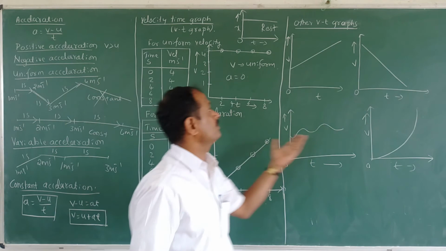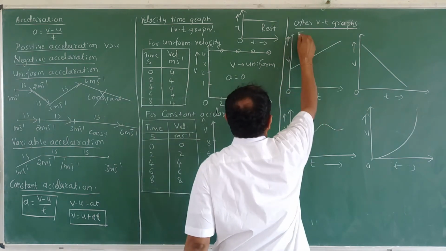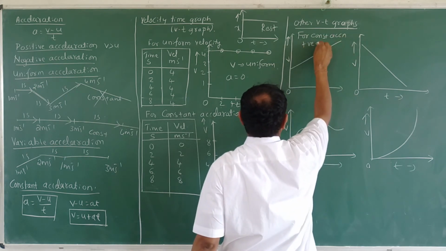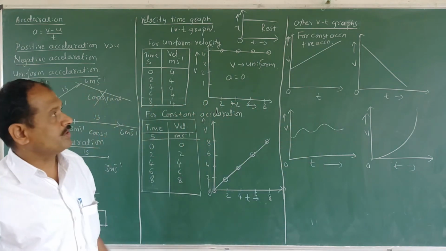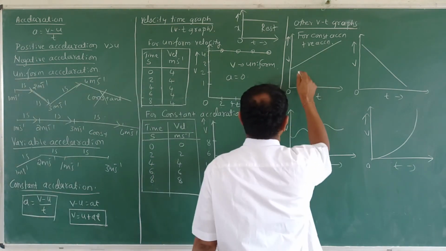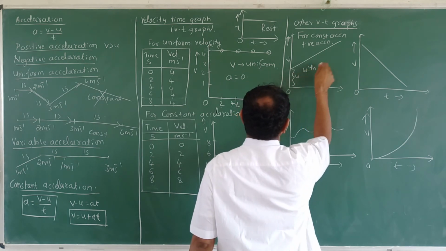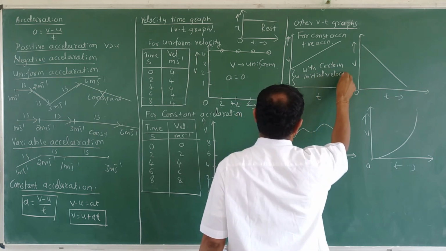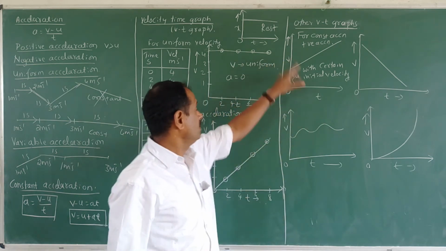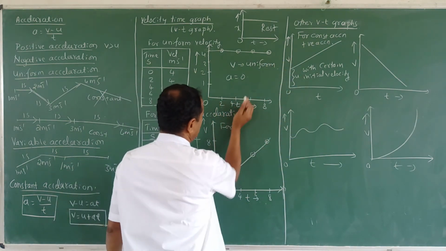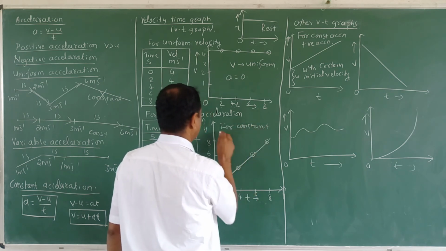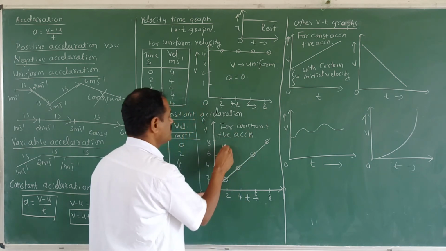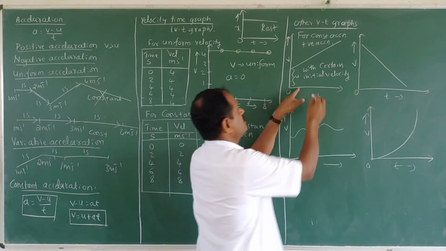Now observe this one. This is also for constant acceleration and a positive acceleration, with a certain initial velocity. This is also for constant or positive acceleration. But initial velocity is 0 here, but here initial velocity is not equal to 0.